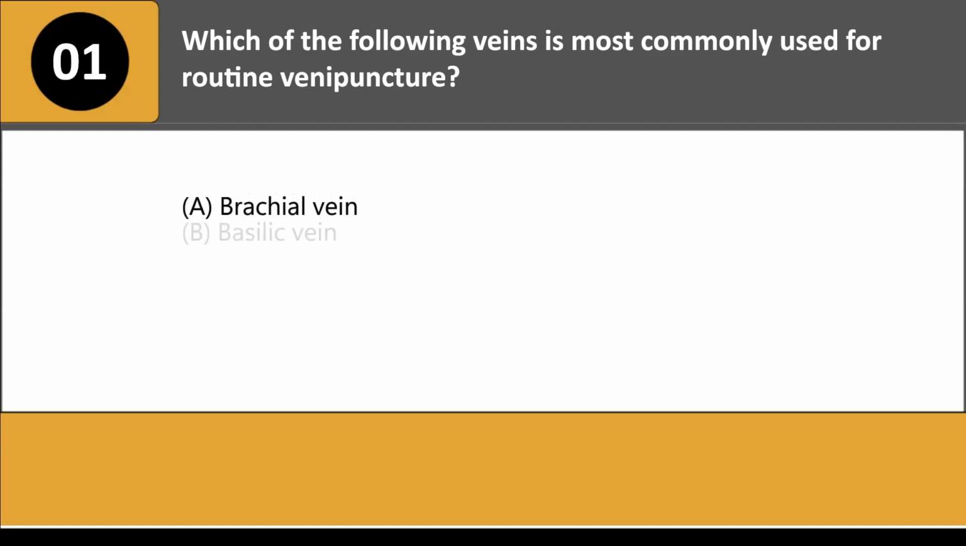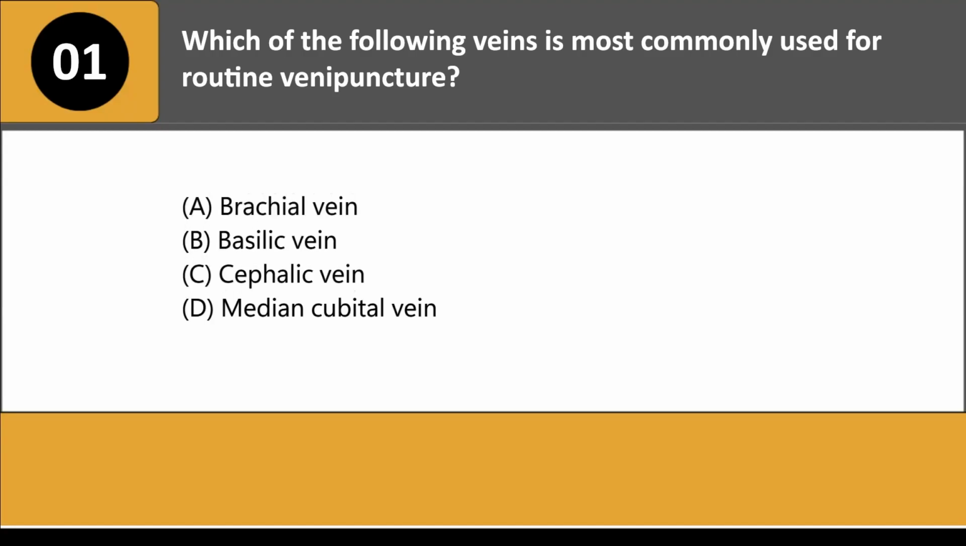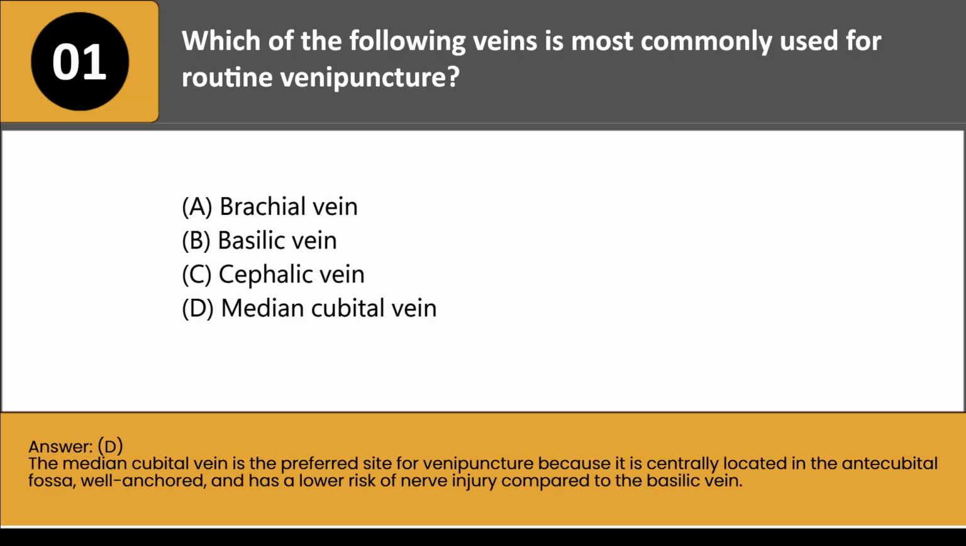Which of the following veins is most commonly used for routine venipuncture? A. Brachial vein. B. Basilic vein. C. Cephalic vein. D. Median cubital vein. Answer: D. The median cubital vein is the preferred site for venipuncture because it is centrally located in the antecubital fossa, well anchored, and has a lower risk of nerve injury compared to the basilic vein.